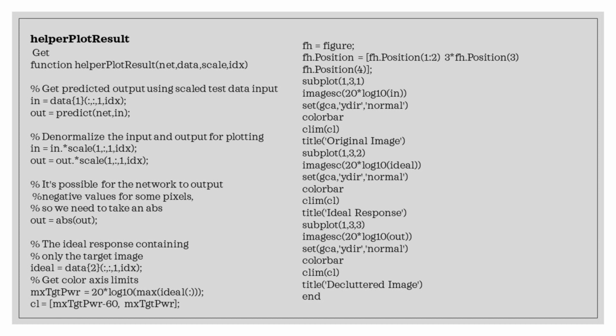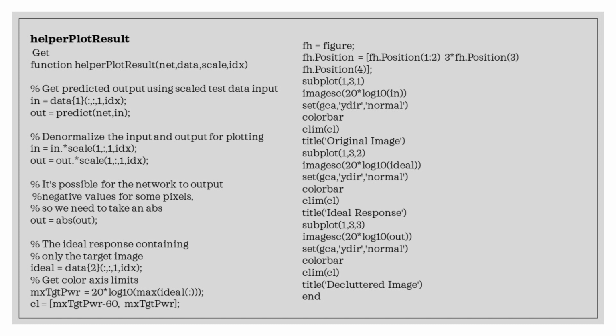subplot(1,3,2). imagesc(20 log10(ideal)). set(gca, dir normal), colorbar, clim(CL), title ideal response. This block of code sets up the second subplot to display the ideal response target image. It performs similar operations as the first subplot.